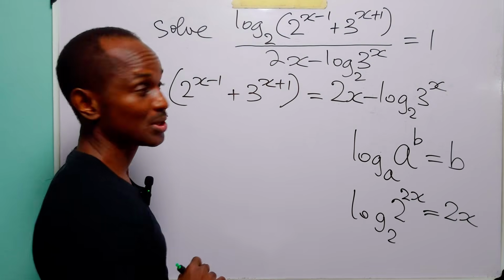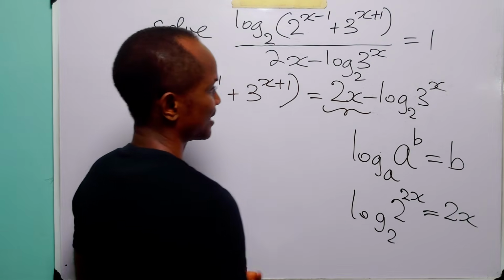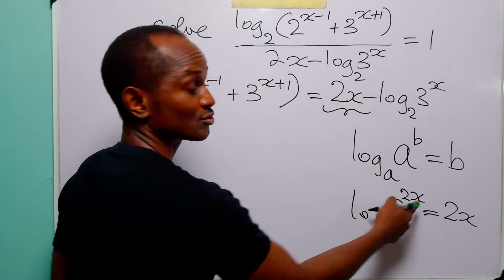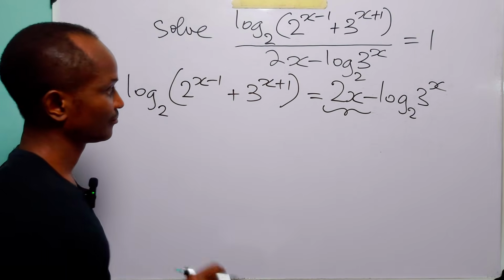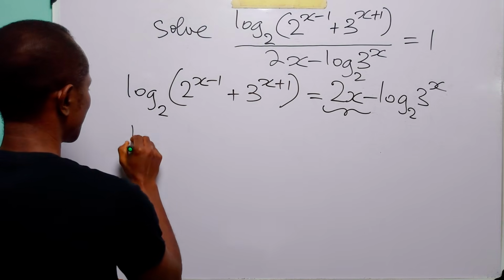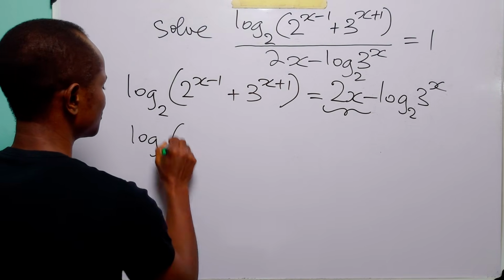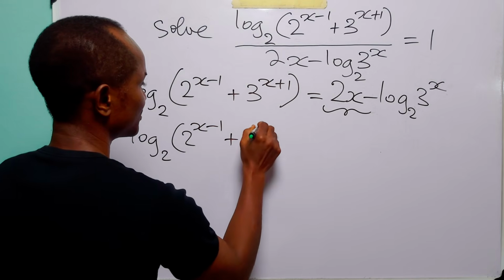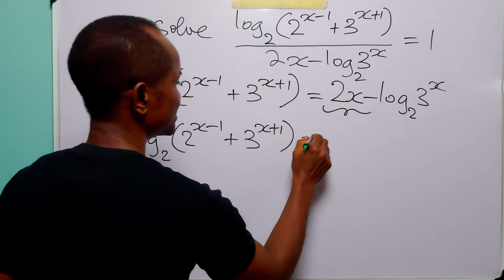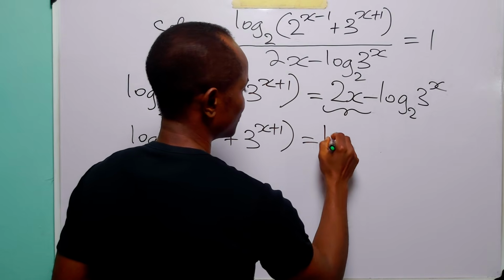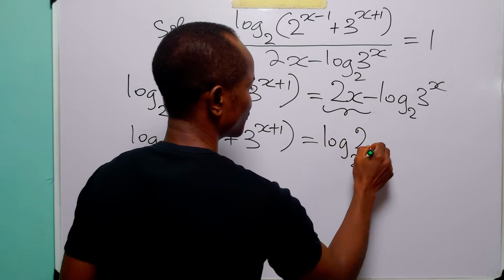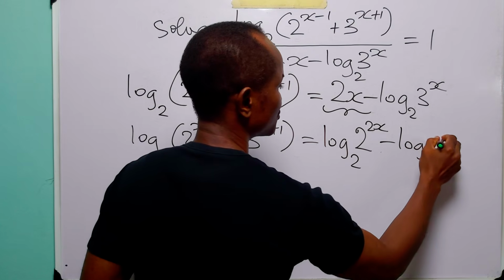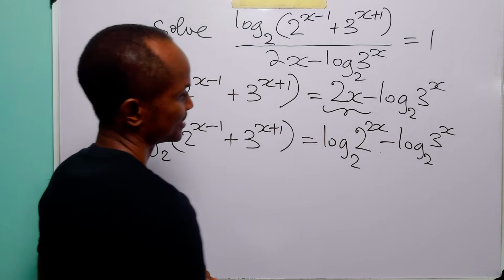So what we are going to do now is replace this term, that is 2x, with log to base 2 of 2 to the power 2x. And with the replacement, we have that log to base 2 of 2 to the power x minus 1 plus 3 to the power x plus 1 is equal to, this is now log to base 2 of 2 to the power 2x minus log to base 2 of 3 to the power x.